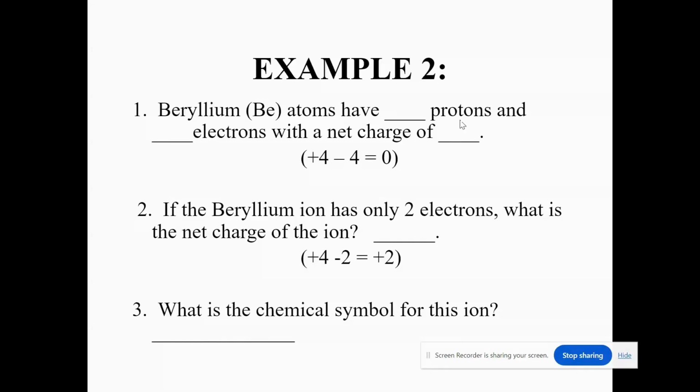Beryllium atoms have 4 protons and 4 electrons, which makes it a net charge of 0. If beryllium gets rid of its 2 valence electrons, then its overall net charge will be a positive 2 because it has 4 positives and 2 negatives. The chemical symbol for that will be Be positive 2.